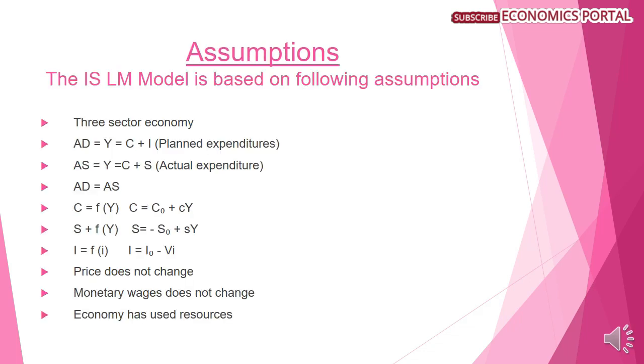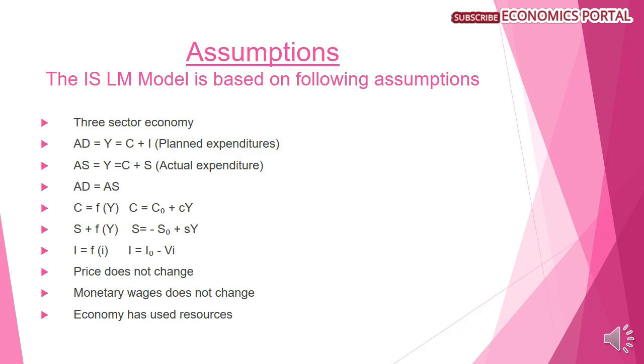First of all, let's have a look at the assumptions. The first assumption is this is based on a three-sector economy, and the second one is aggregate demand is equal to the national income, where consumption, which is a function of national income, is C plus I, and aggregate supply is equal to C plus S. Here C is consumption, I is investment, and S is saving. Aggregate demand is always equal to aggregate supply.